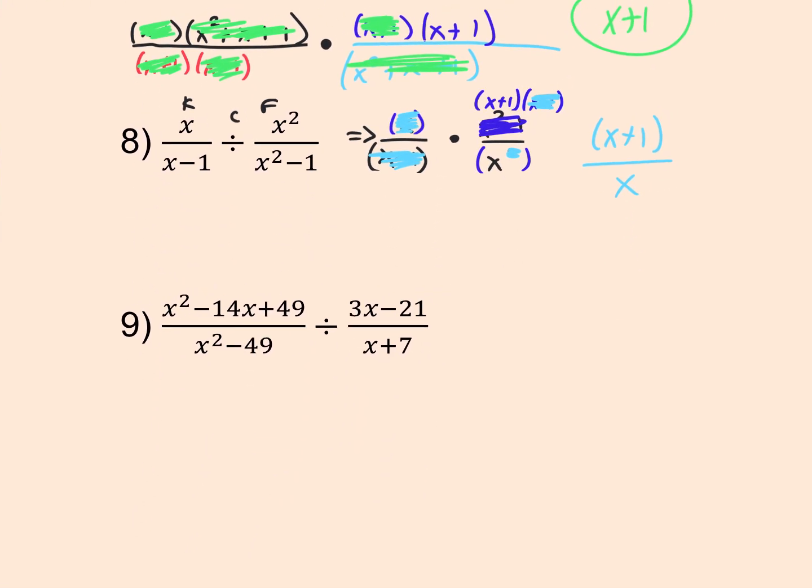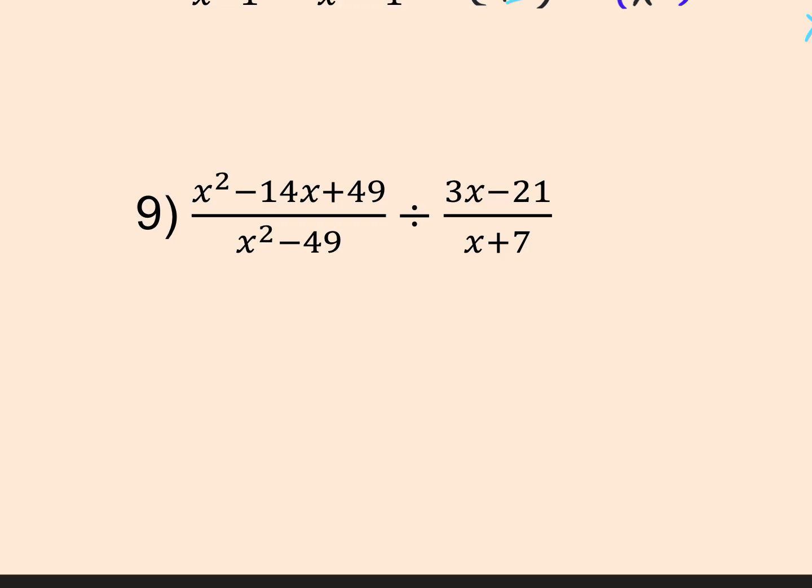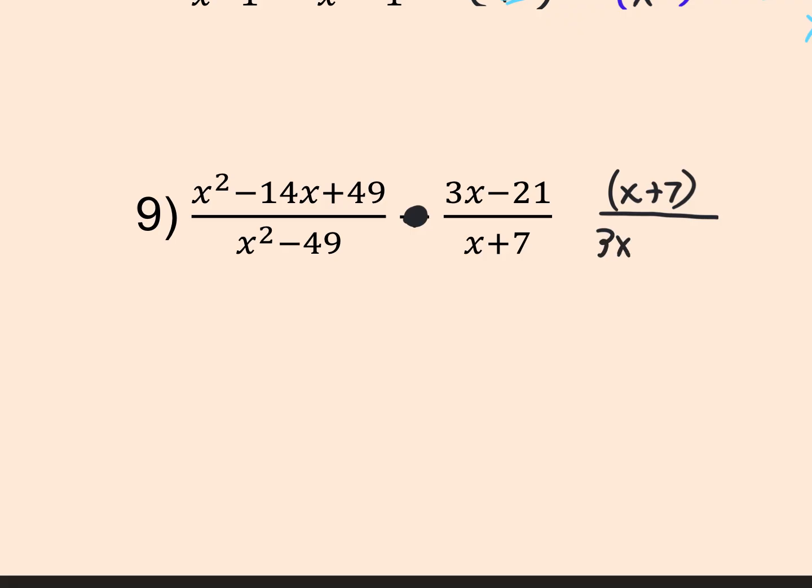Let's do the last one. Then you guys are going to have plenty of time to get your homework done before this class is over. Before you start doing any bit of factoring, what do we need to notice? That there's a division sign in the middle. So we need to keep, change, what? Flip. So x plus 7 is going to come to the numerator, and 3x minus 21 is going in the denominator.